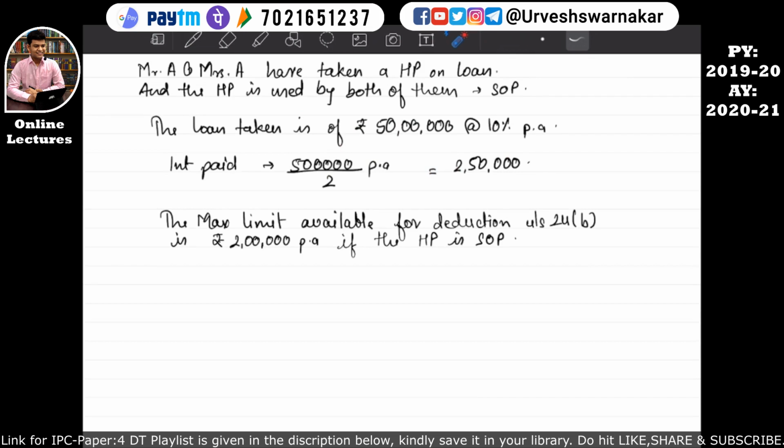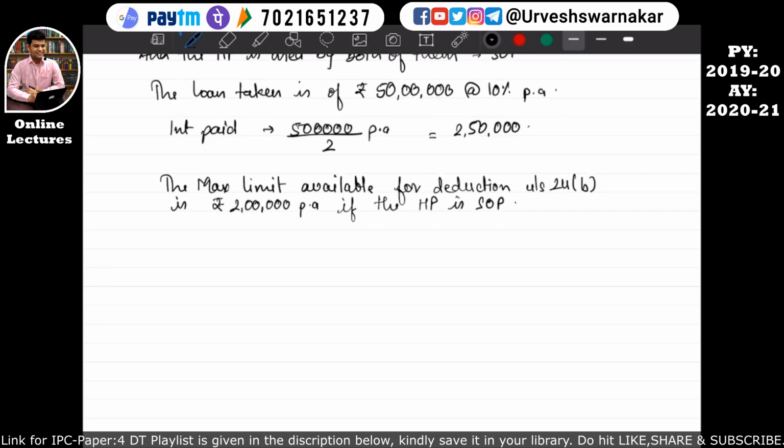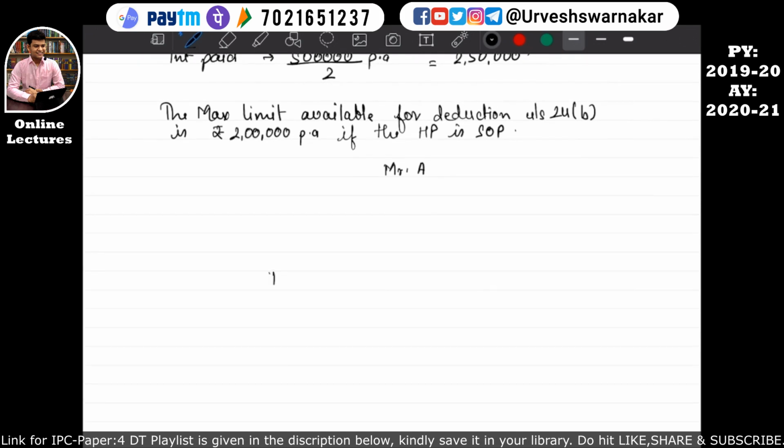I hope this is quite clear to you all. If you have not understood, then understand it in this manner. Mr. A will calculate his total income, and Mrs. A will calculate her total income over here and over here, and they will get a set off from loss of house property of maximum 2 lakhs.